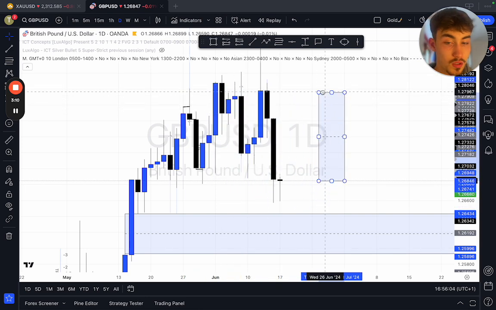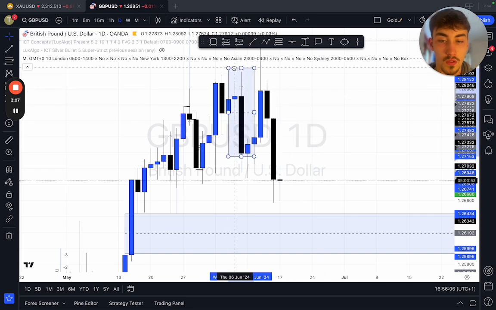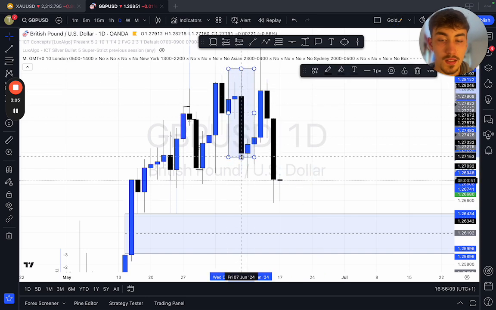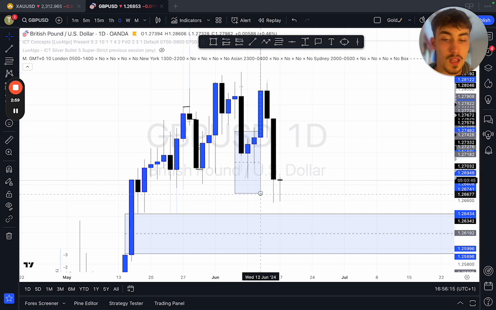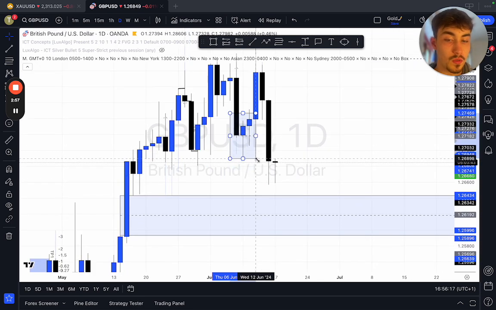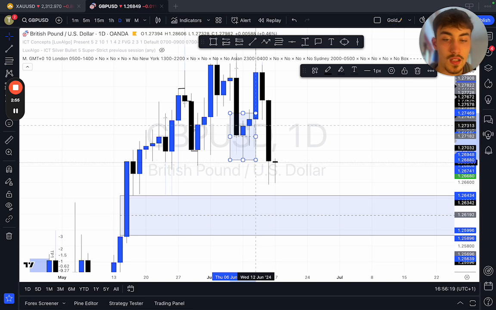Now it does sometimes go wrong. If you look at this big bearish candle here, this would mean I was looking for sells the next day. Obviously, that would not play out in my favour, as we probably would have got stopped out, not our trade.